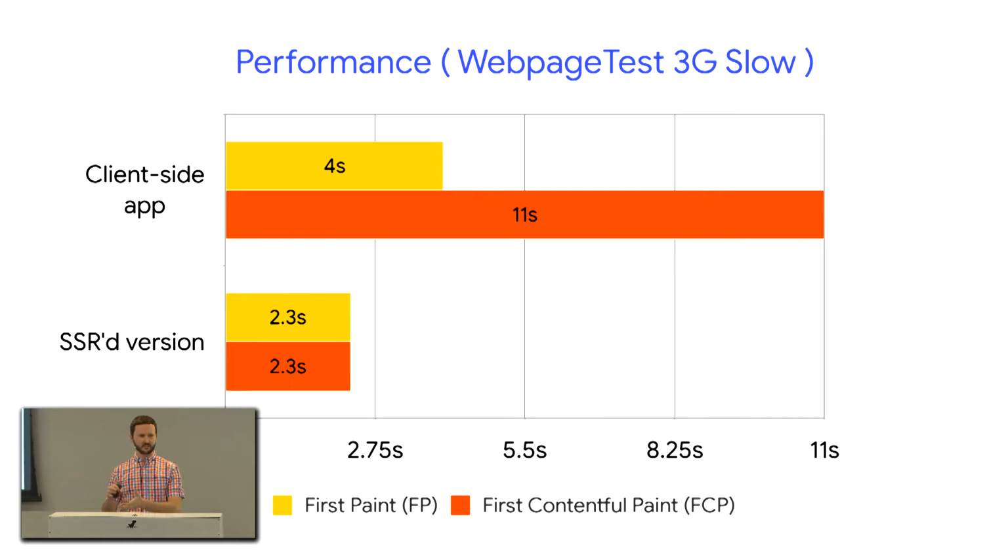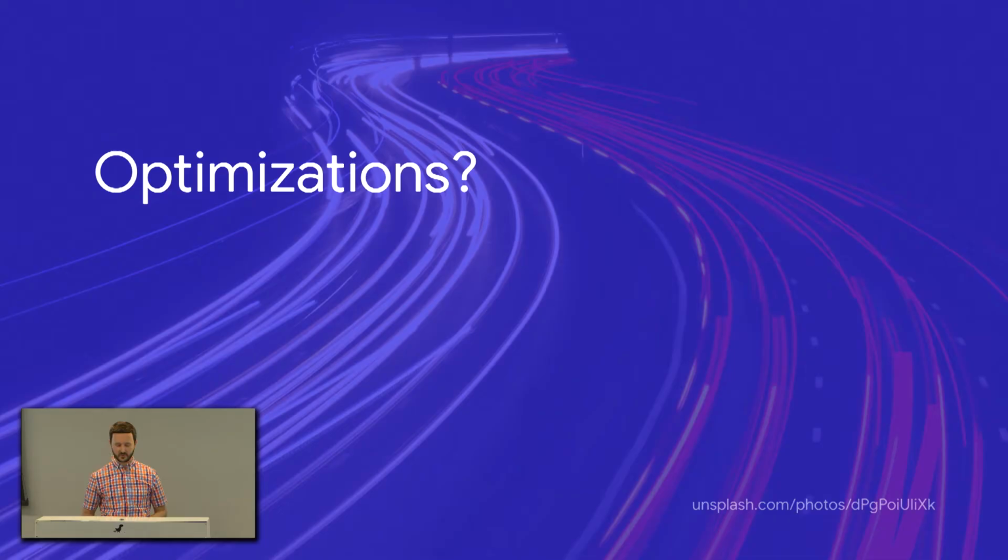And first contentful paint, for those that don't know, is basically how fast meaningful content is in the user's face. In this case, it's just that list of posts that the app renders. So that's awesome. Not only do we get a performance win, but we have a server-side render application that search engines can then crawl because it's just static markup that we're returning.